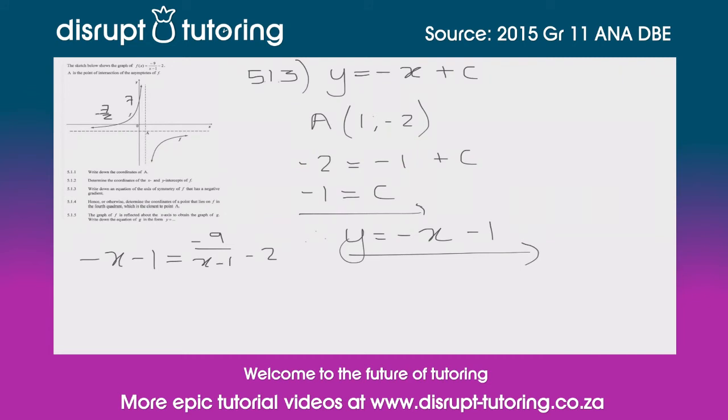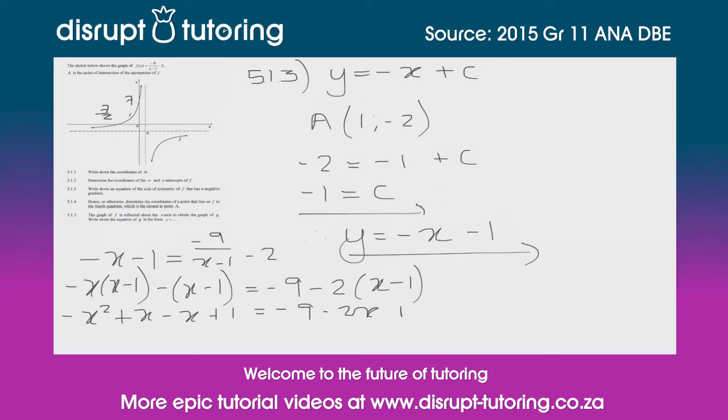Right, so let's now solve for our x. What we're going to do first is multiply every term by the x minus 1 in order to get rid of this denominator. And that's going to give us minus x, and that's going to multiply x minus 1. Then we've got minus x minus 1 equals minus 9 minus 2, and that's going to give us times x minus 1. All right? So now we've got a little bit of work to do in terms of getting rid of those brackets. So we're going to start with that. Minus x squared plus x minus x plus 1 equals minus 9 minus 2x plus 2.